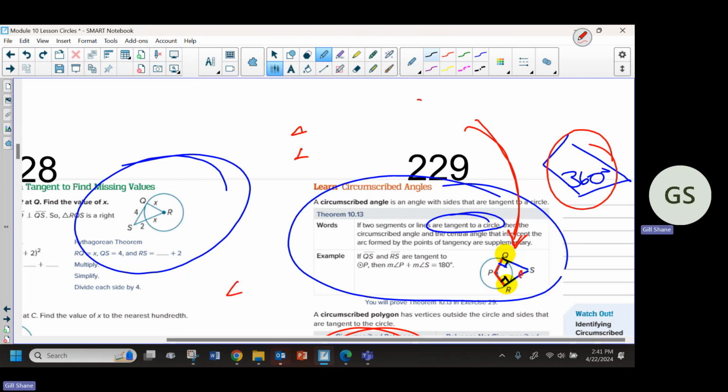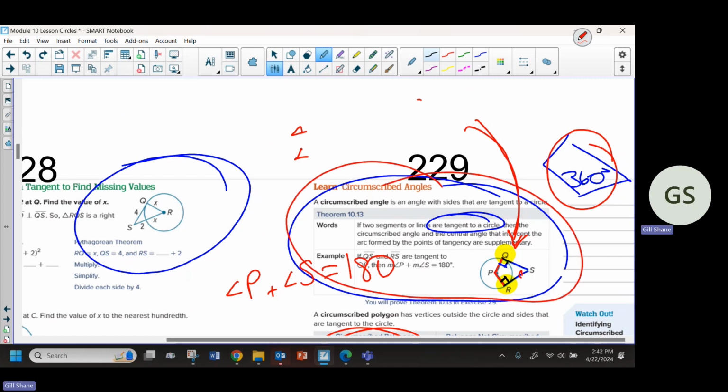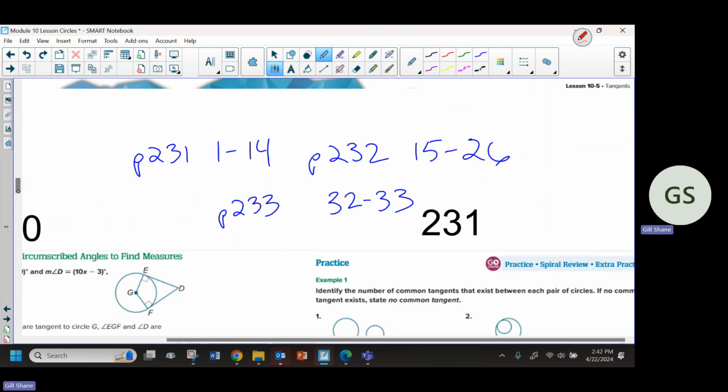So angle P plus angle S has to equal 180. That's what this theorem says right here. But again, it's just because we have two right angles. So if you subtract those two away from a 360 degree figure, then you're left with 180 for angle P and angle S. All right, so that was the last concept.